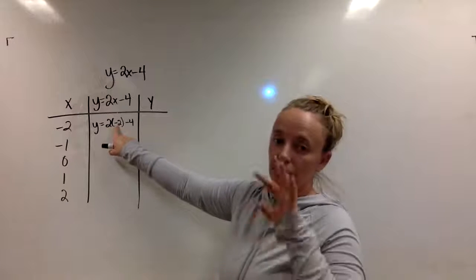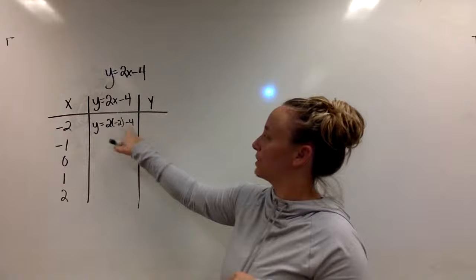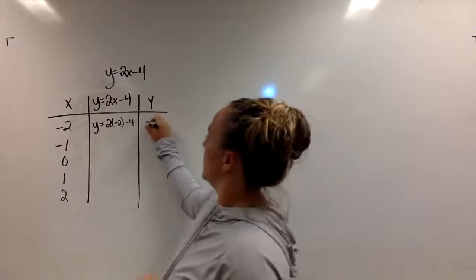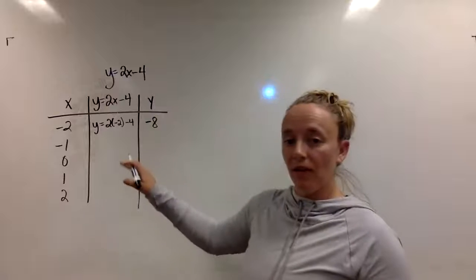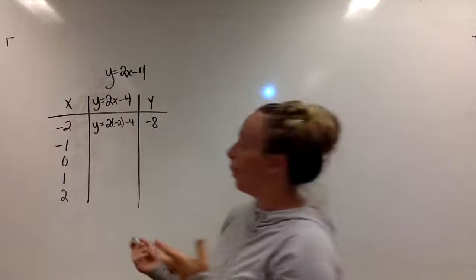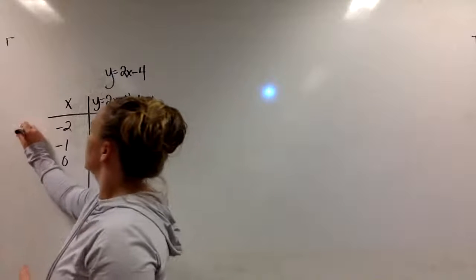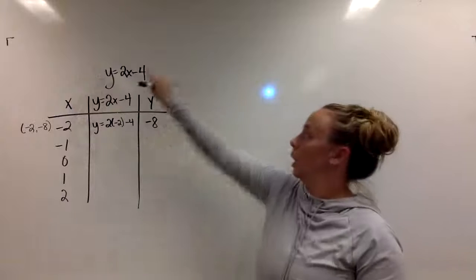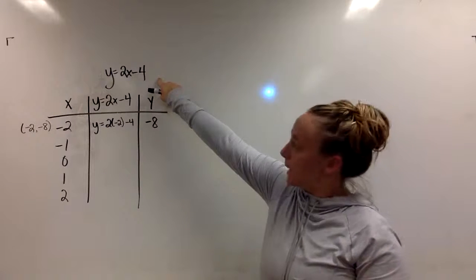2 times -2, that's where I have to start. Multiplication happens before subtraction. 2 times -2 is -4. Minus 4 gets me -8. So now what I have here is an x, y coordinate. So my new point for this situation is -2, -8. That is a point on the graph of this line.